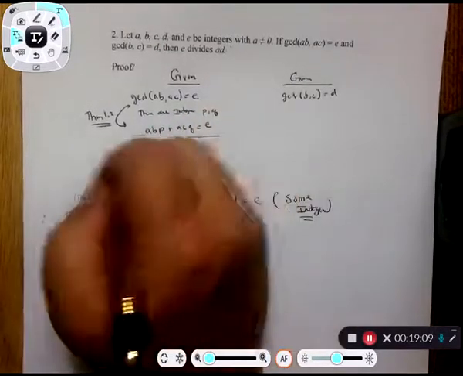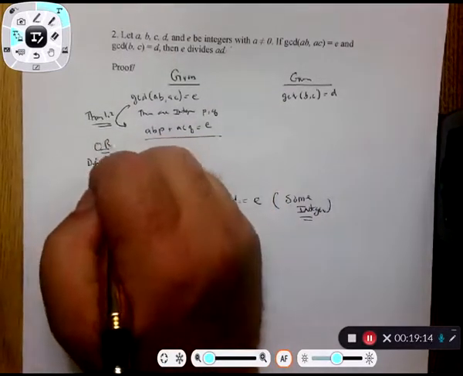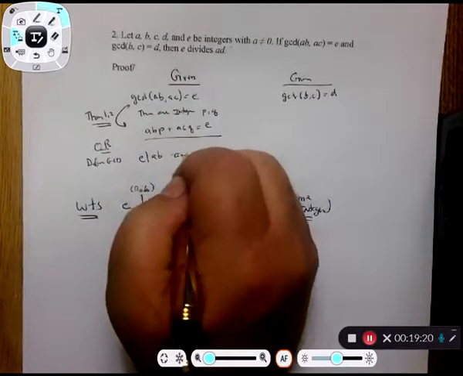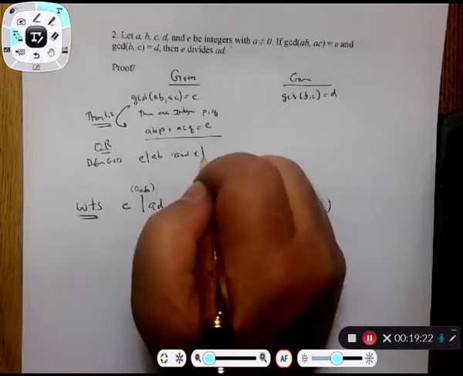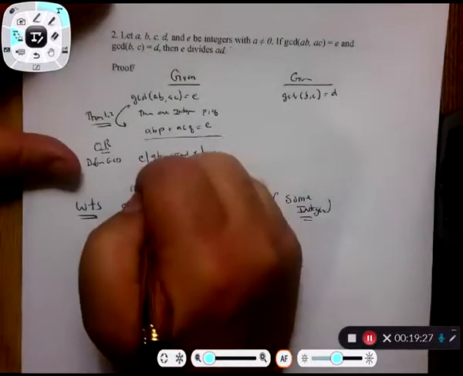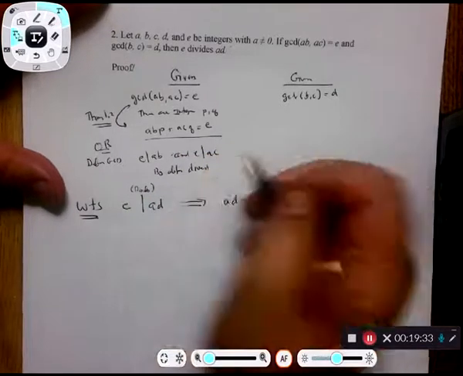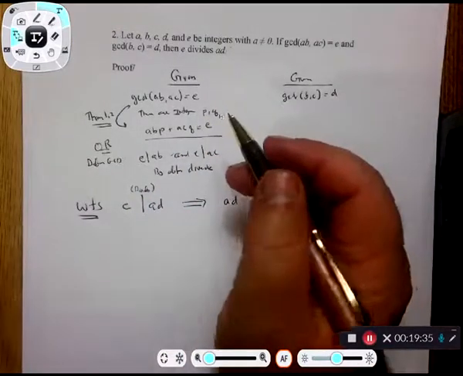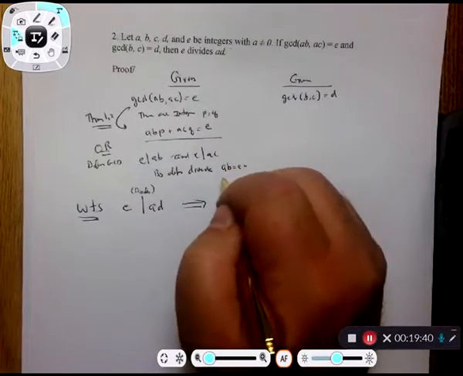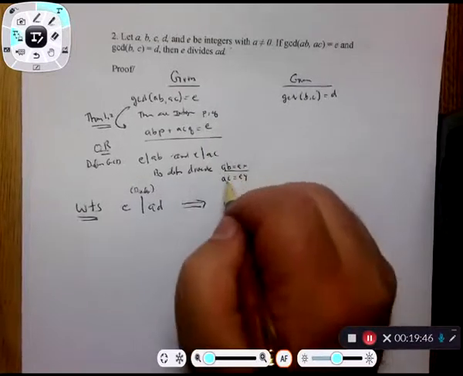That's one way. Or you can use the definition of GCD, which is that E divides AB and E divides AC. And by definition of divides, there exist integers, and I can use different letters, X and Y, such that AB is equal to EX and AC equals EY. I can either have a big equation or two small equations.